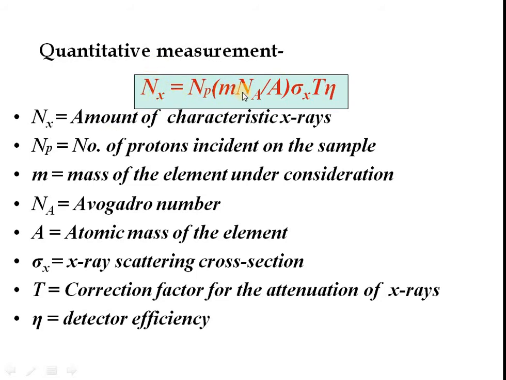You can compute small m, because nx is a value that you get from your spectrum. The area will give you the value nx. So by knowing nx, np, and all the remaining factors, you can calculate small m, that's the mass of the element under consideration. This way the unknown element's mass in the given sample can be calculated. So this is a typical common methodology used in a PIXE procedure.